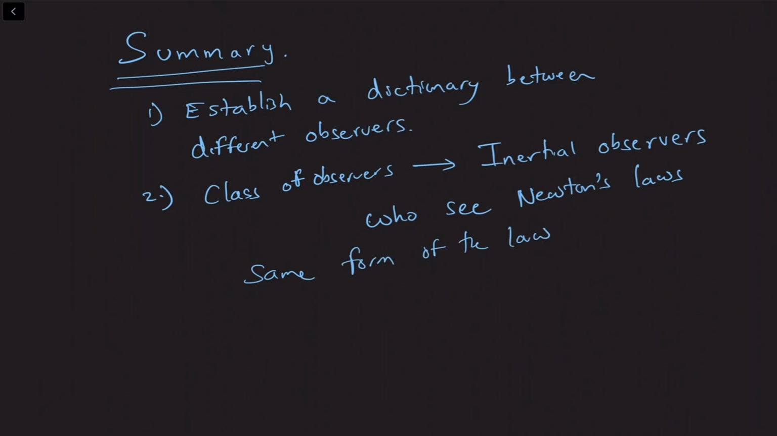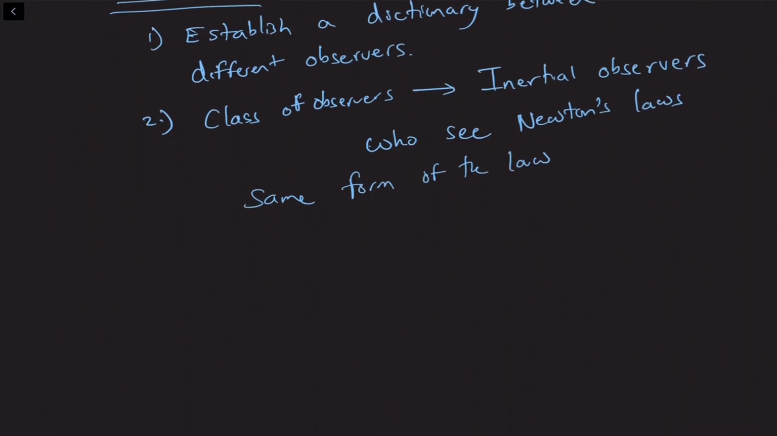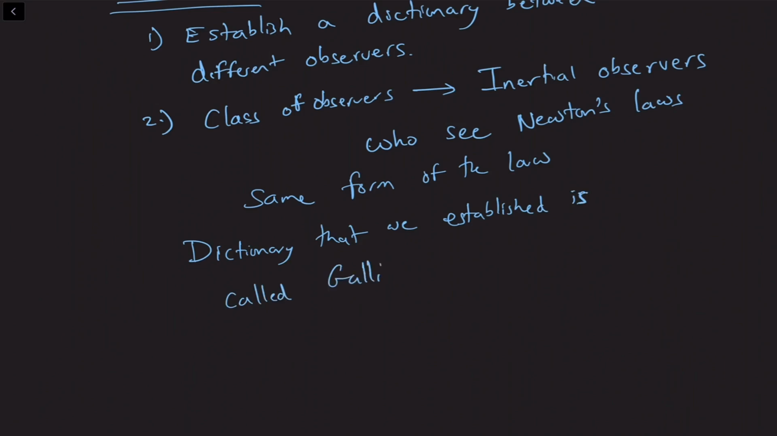They see exactly the same form of the laws, but you need to translate between their different ways of describing the same physical system. Okay? The dictionary that we have established is called Galilean relativity. Okay, it's a relativity principle that goes back to Galileo.